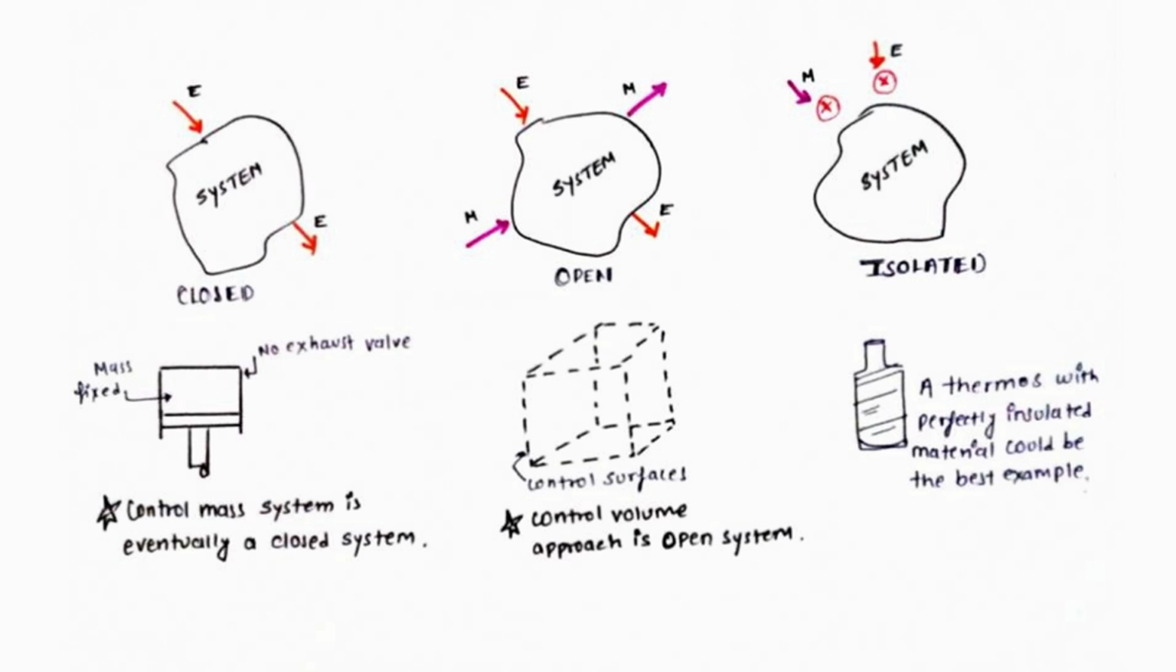In an isolated system, neither mass nor energy interaction is possible. That means mass cannot come in or go out, and energy cannot come in or go out. So the very basic example of an isolated system would be a thermos, in which we put tea, coffee, or even water to make it remain hot or cold. That particular system can be considered as an isolated system.